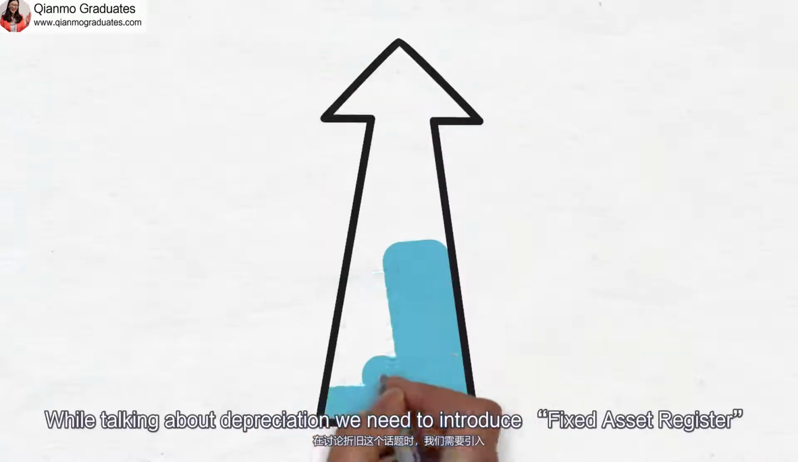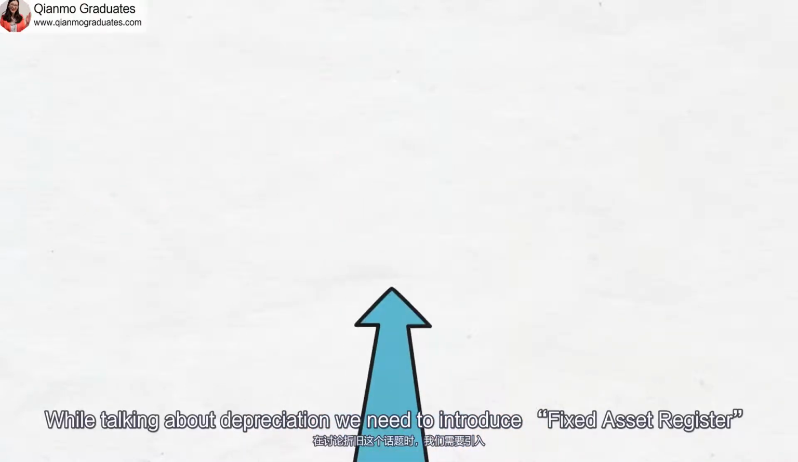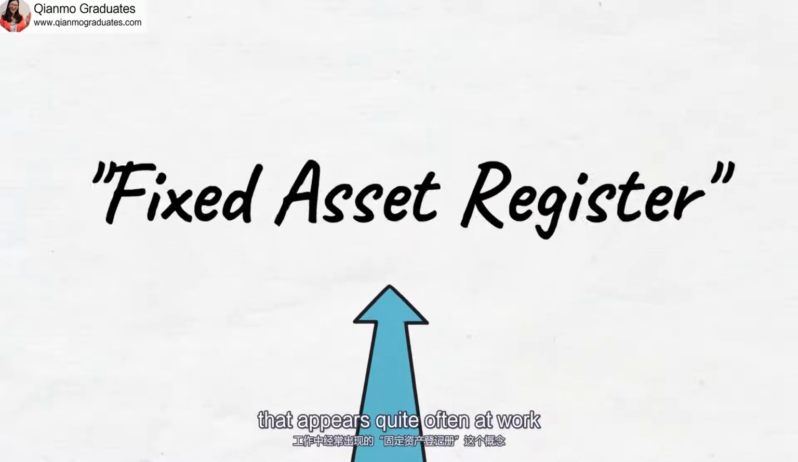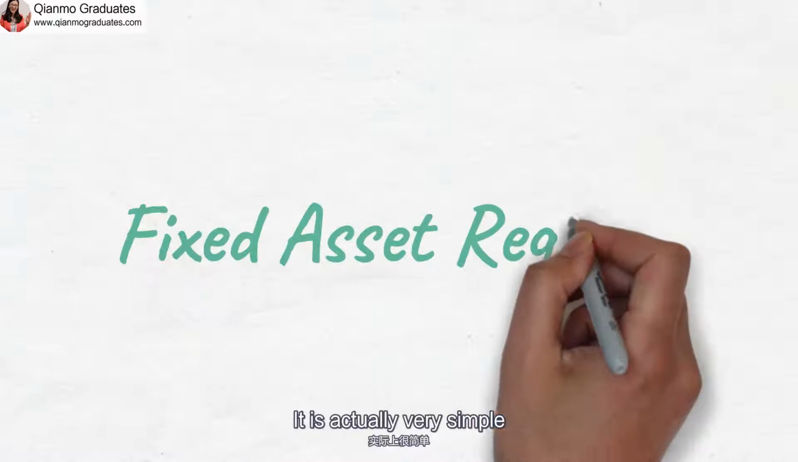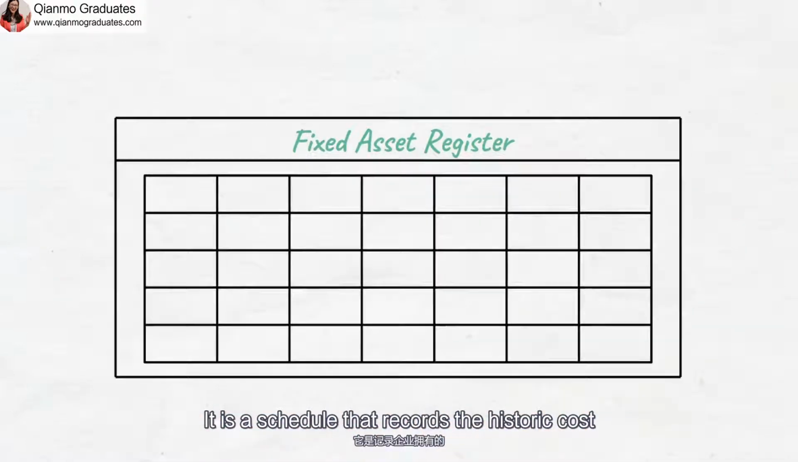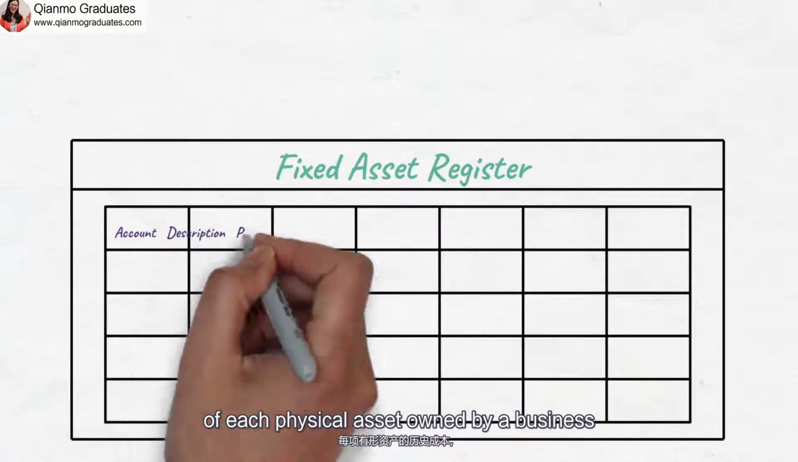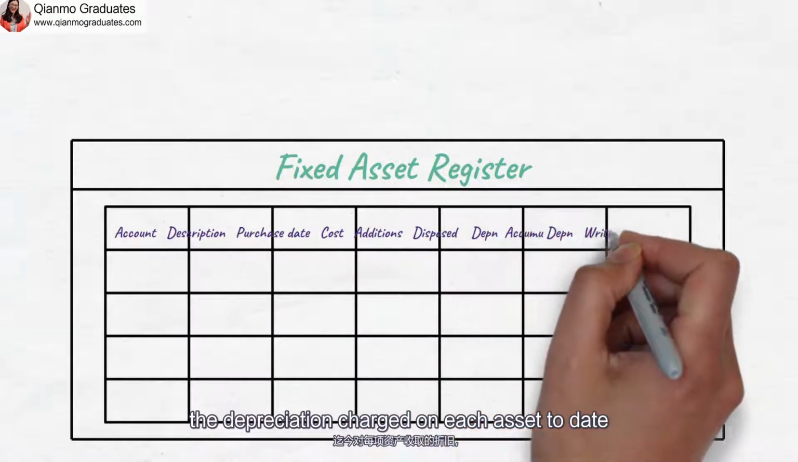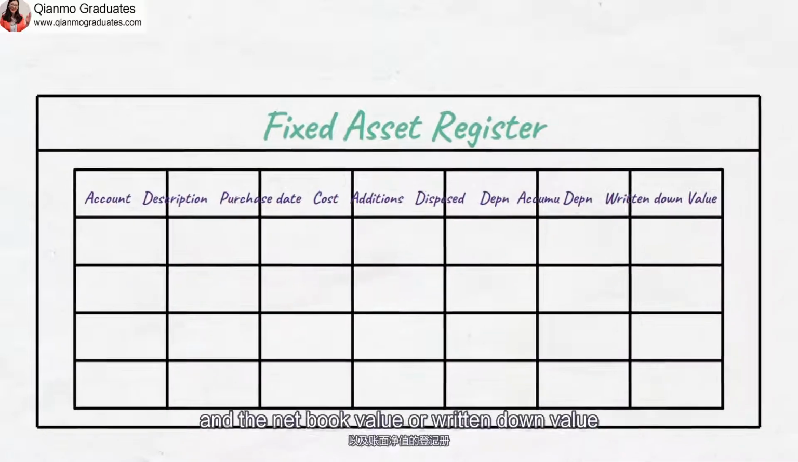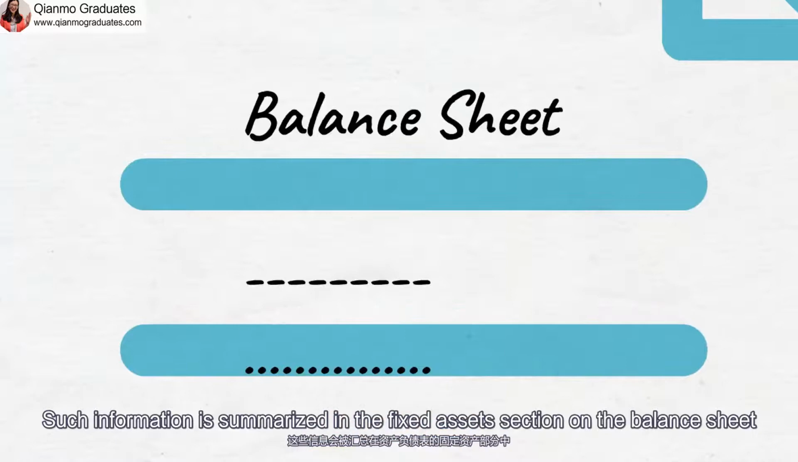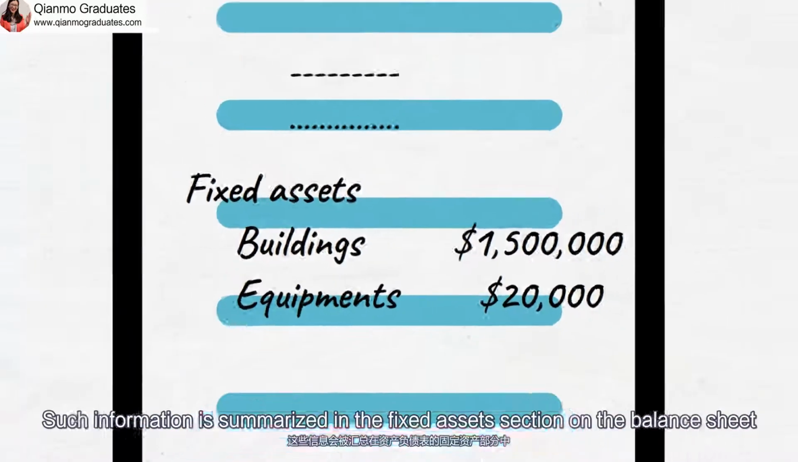While talking about depreciation, we need to introduce the fixed asset register, which appears quite often at work. It is actually very simple. It's a schedule that records the historic cost of each physical asset owned by a business, the depreciation charged on each asset to date, and the net book value, or written down value. Such information is summarized in the fixed asset section on the balance sheet.